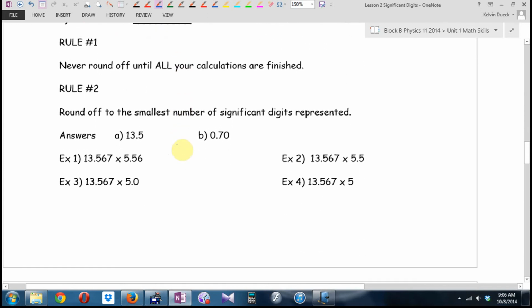Okay? Try on your own what you think the answers are. For example, 1, 2, 3, and 4. I'm going to freeze the screen. I'll do them here, and then when I'm done, you can look up and see if we got the same thing, to the correct number of sig figs.